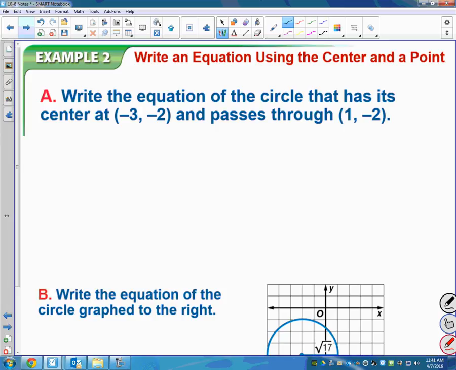Here's the other thing that we want to be able to do: what if they make you do a little bit more work? They don't just give you the center or you can't just look and see the center. So this one says, write the equation of a circle that has its center at (-3, -2) and passes through the point (1, -2), which means we're missing the radius on this one, right?